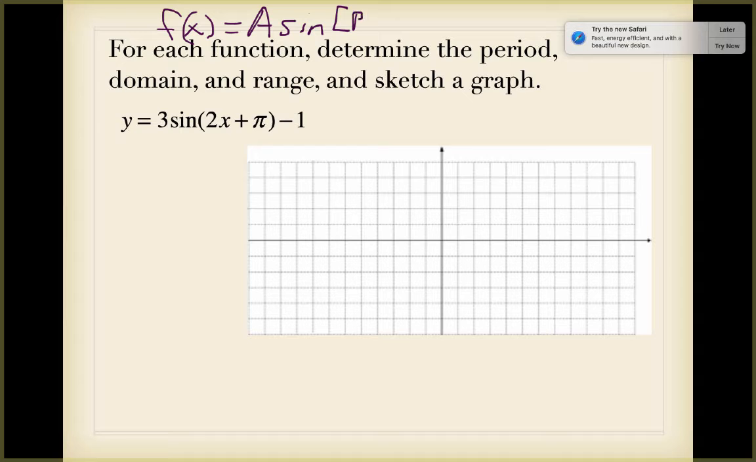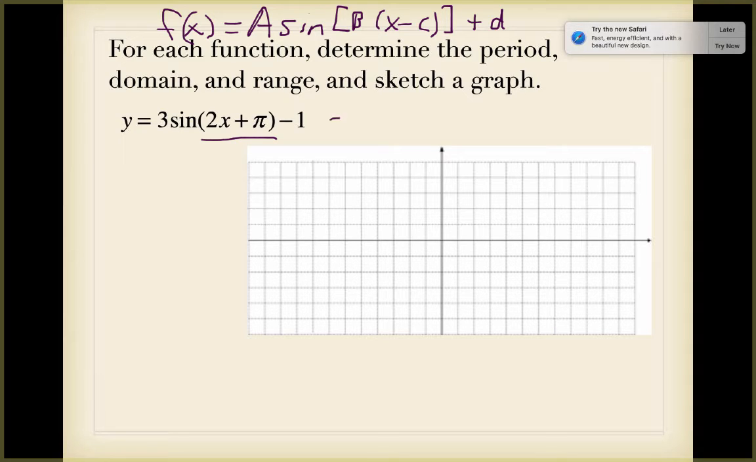And we had b x minus c plus d. We want to determine the period, the domain, the range, and sketch a graph. You notice in this one, we have 2x plus pi altogether. To make it in the same form that's above, where we have b, and then in parentheses x minus c, we must divide out a 2.